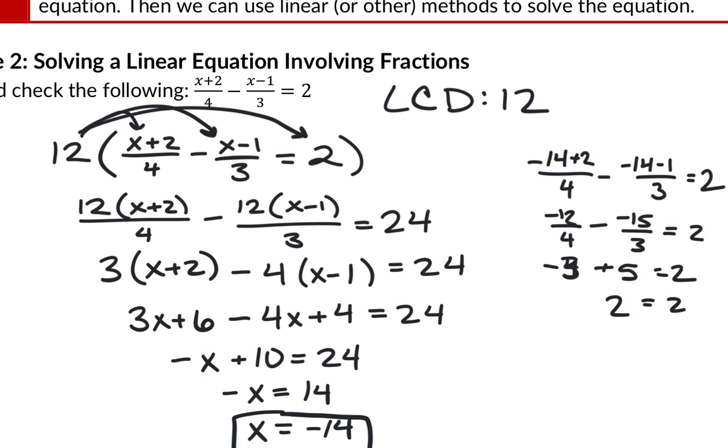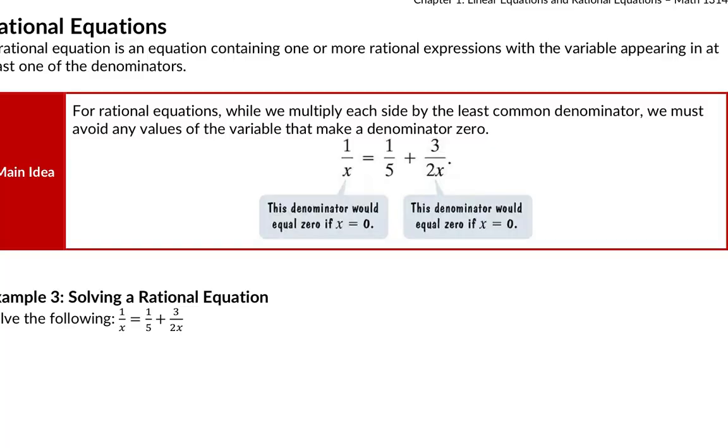So that's linear equations, and I know that this had fractions, so it's a little bit of an advanced linear equation, but today we're also solving rational equations. A rational equation is an equation containing one or more rational expressions with the variable appearing in one of the denominators. That's your key right here.